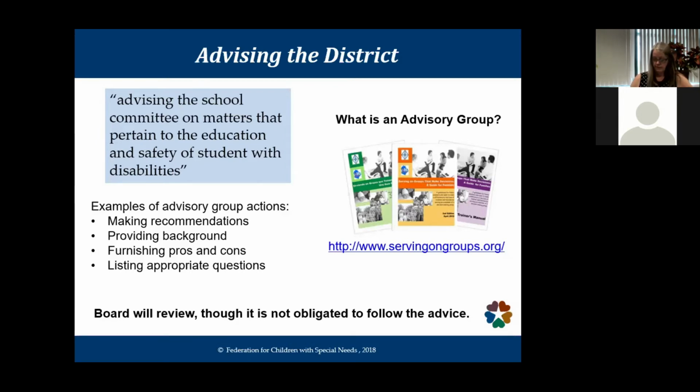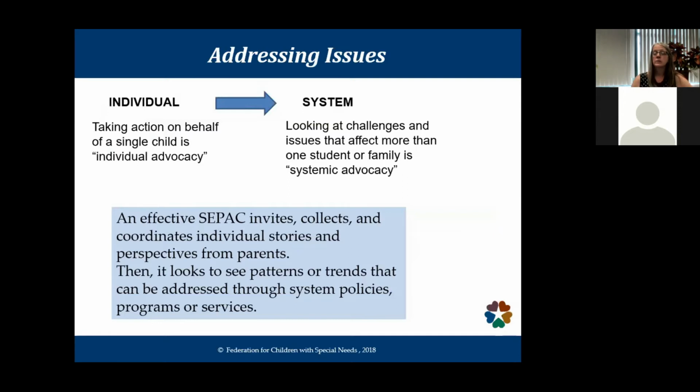So I talked about advising the school district. I just want to talk a little bit about individual versus systemic issues. The CPAC is not a body that will advocate for one family or bring one family's issues forward unless they see it as a special circumstance or something that is indicative of a system-wide problem. So they don't do individual advocacy. They don't sit in at an IEP meeting. They don't act as an advocate in that role.